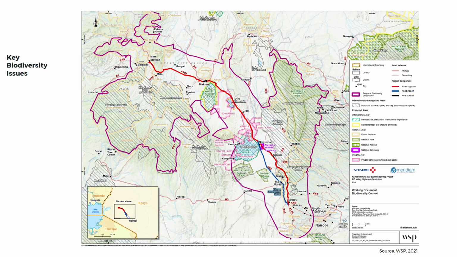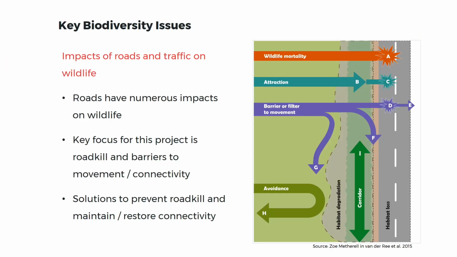Because they're private conservancies, the landowners treat the wildlife as their assets, and they're very interested in the project. They're also interested to try and get as much out of the project as possible. So a bigger underpass for bigger machinery would be much appreciated by them. We've all seen these, lots and lots of impacts to wildlife. The key focus for us was roadkill and the barrier effect.